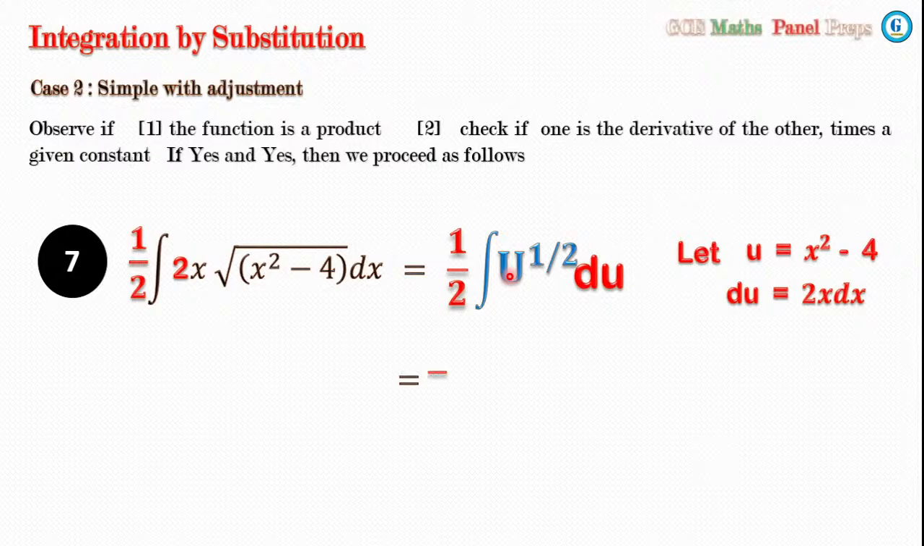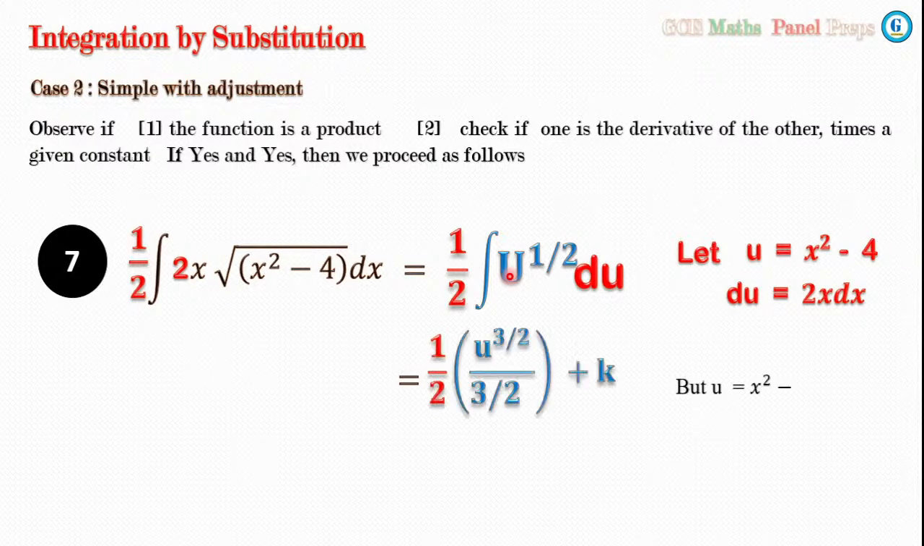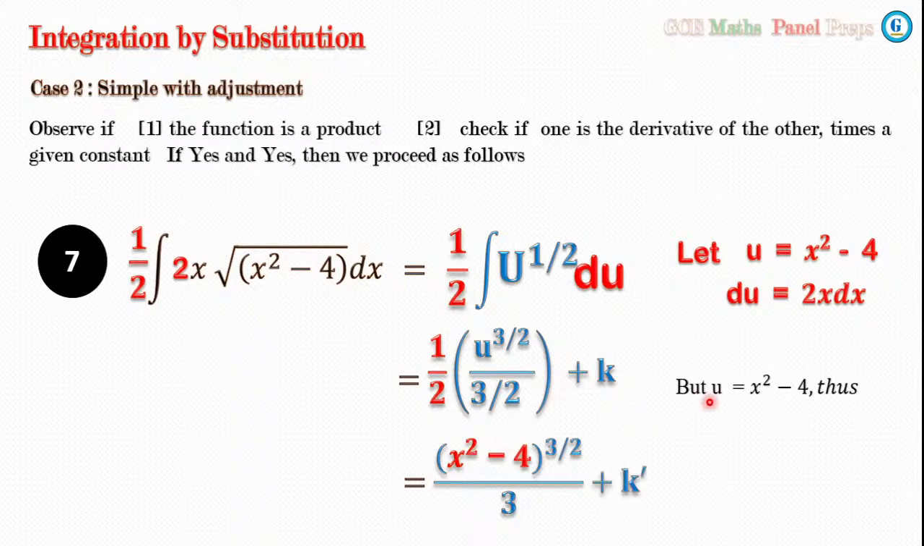Applying the rules for integration, this will give us u to the power a half plus 1, which is u to the power 3 on 2, all that on 3 on 2, times the half outside, plus the constant of integration. So this will just give us 1 over 3 u to the power 3 on 2 plus the constant of integration, and we can replace that u now by x squared minus 4 and k by k prime.